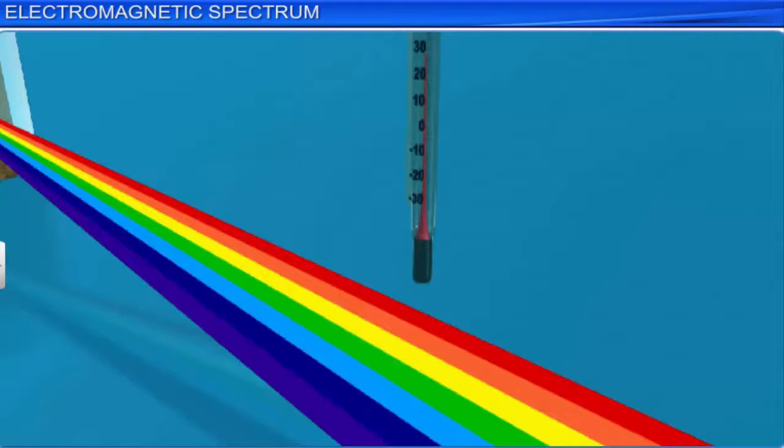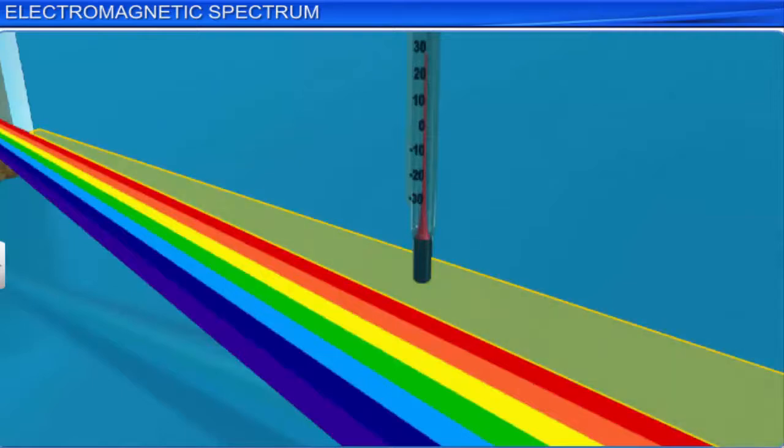These invisible radiations just beyond the red region of the visible spectrum of white light are known as thermal radiations, since they are able to produce heat. Thermal radiations are also known as infrared radiations, since they have wavelengths just beyond the red region of the visible spectrum.